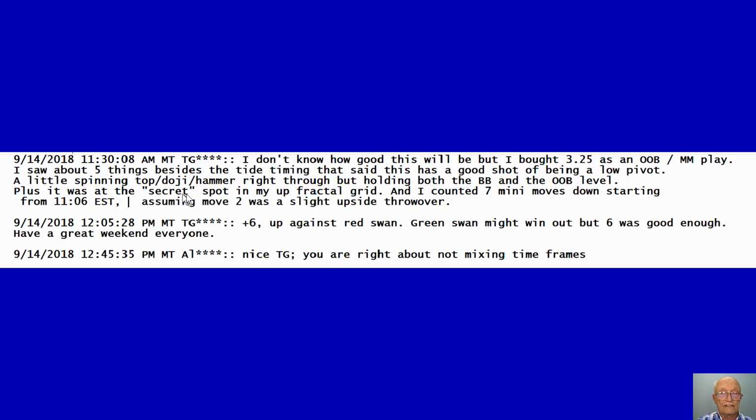There's also a secret spot on his fractal grid, and that comes from the Chaos Trading Made Easy course. And he had counted 7 mini moves down from that high, so that move was fast. So he went ahead and bought it, picked up 6 points. All I can say is, TG, well done.